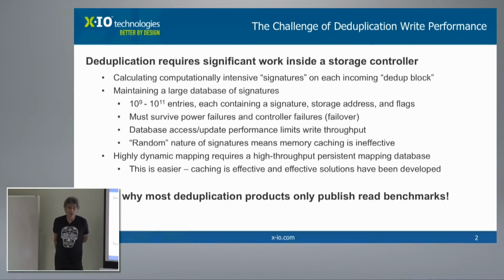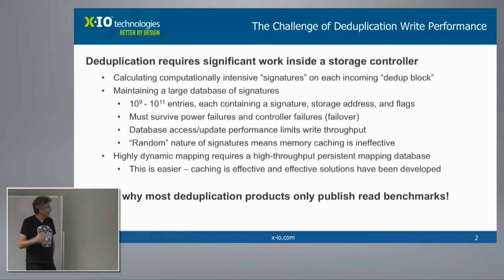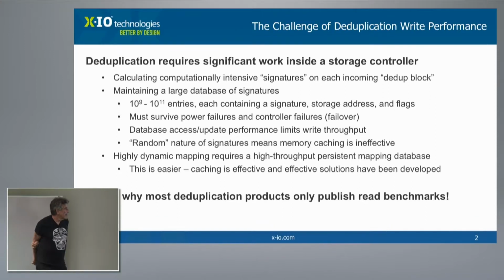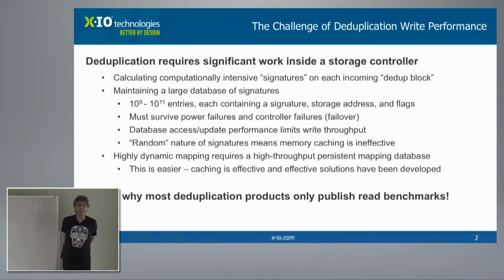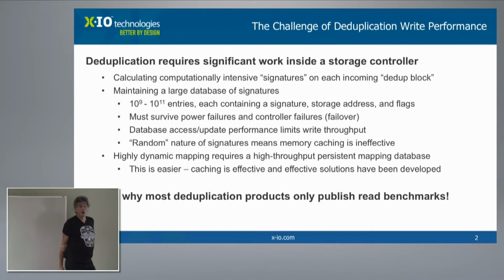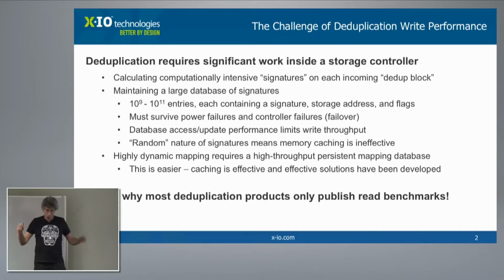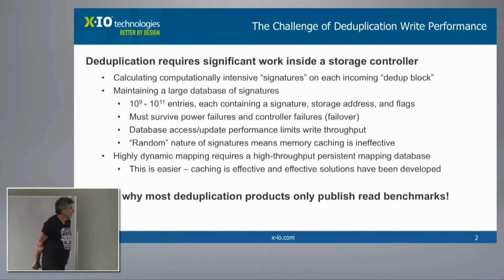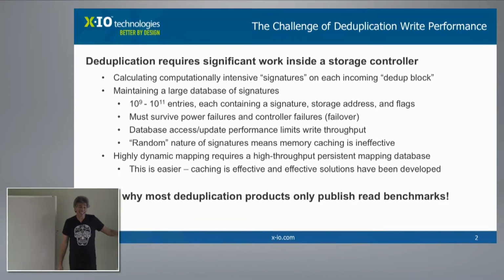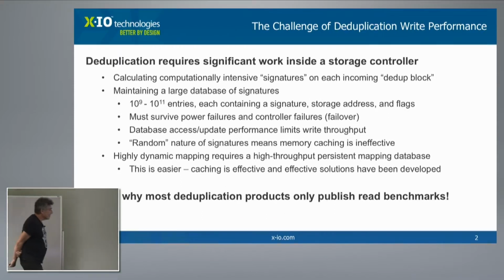The other thing dedupe requires is fine-grain, depending on the size of your dedupe block, highly dynamic mapping. Every write that comes in can potentially change the map. So you need a high throughput persistent mapping database, in quotes. That is something that people have been doing for a while, although not this high performance. Things like snapshots require the same kind of database, usually on a larger grain. So it's easier, and the main thing is that caching is effective for this because user accesses exhibit locality, and caching 10% of the map will give you 90% cache hits on the map.